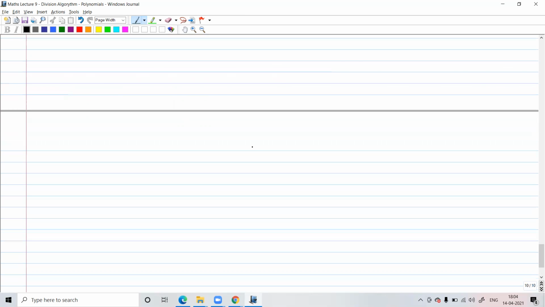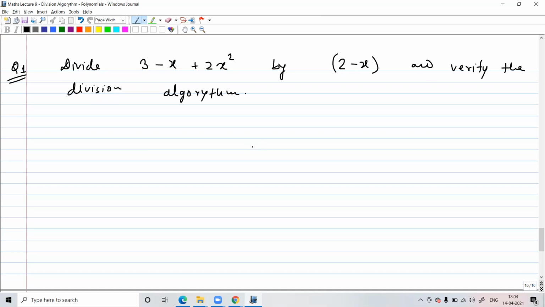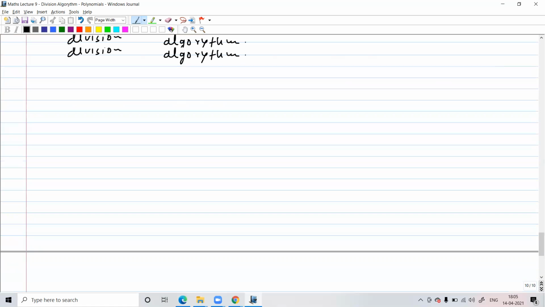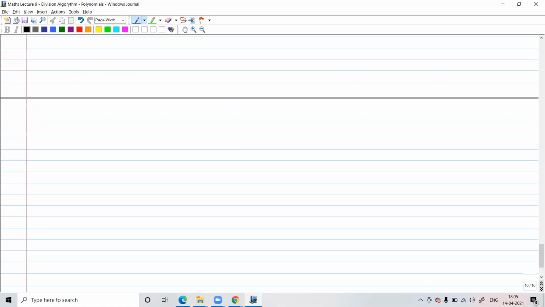Everyone noted down the polynomials here? I'll move away from the page for a second. I will write some questions for you which you can practice at home. So, I hope everyone has noted down.